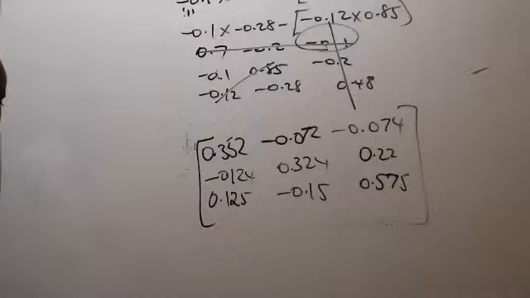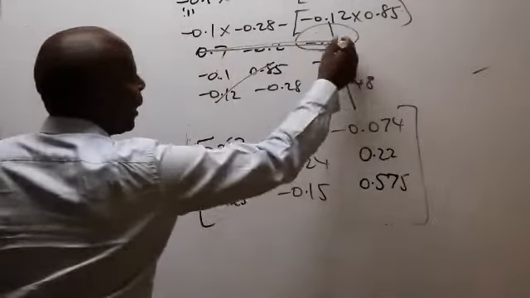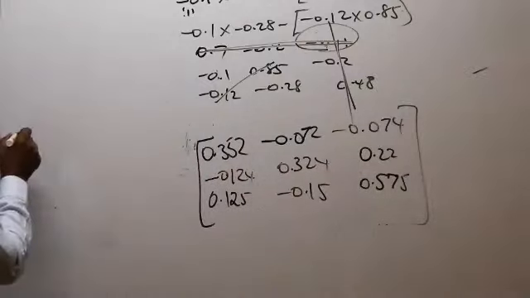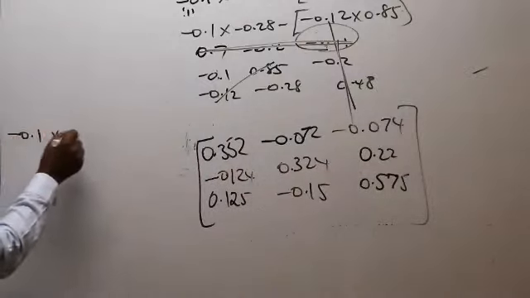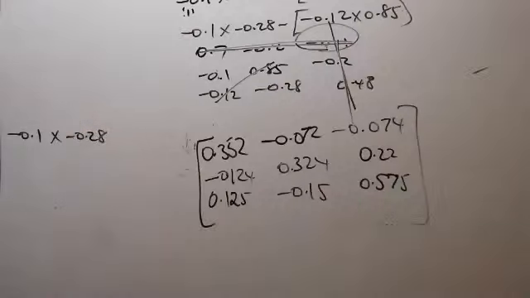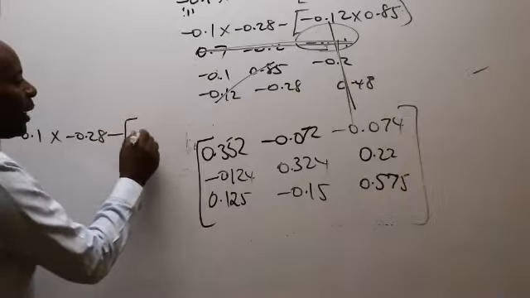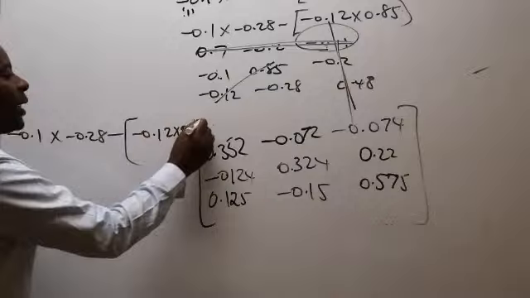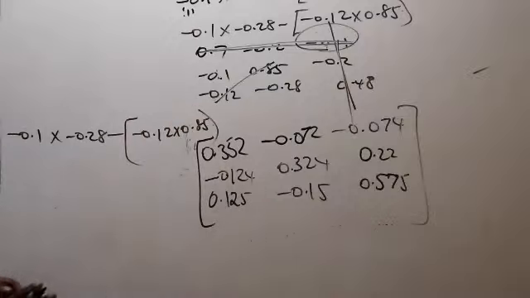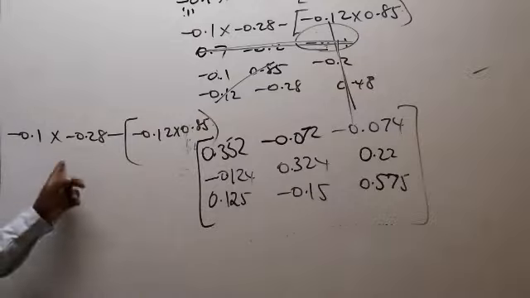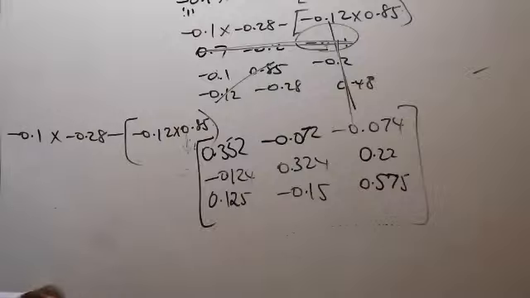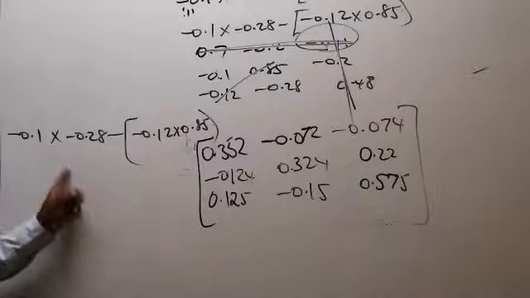Same answer. Let's see, for member 3, where are we? So what do we have? We have minus 0.1 times minus 0.28. That is the primary diagonal; you don't have to put it in brackets. Then minus the secondary, which will be minus 0.12 times... let us leave whatever we are doing and concentrate on this third minor element, and then we compare notes.